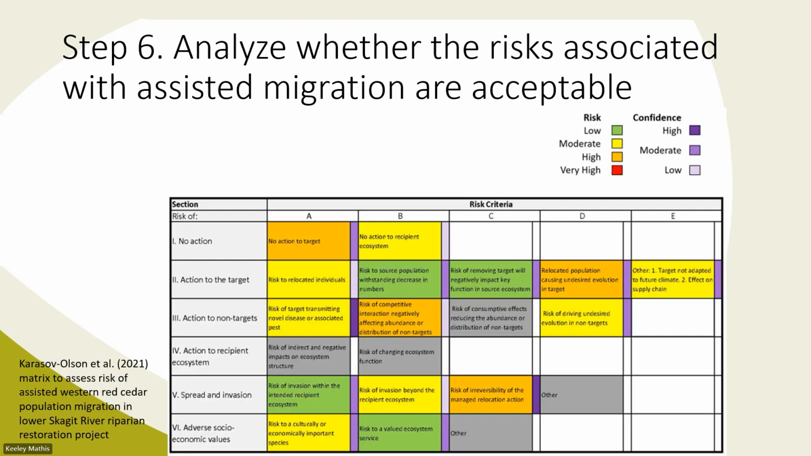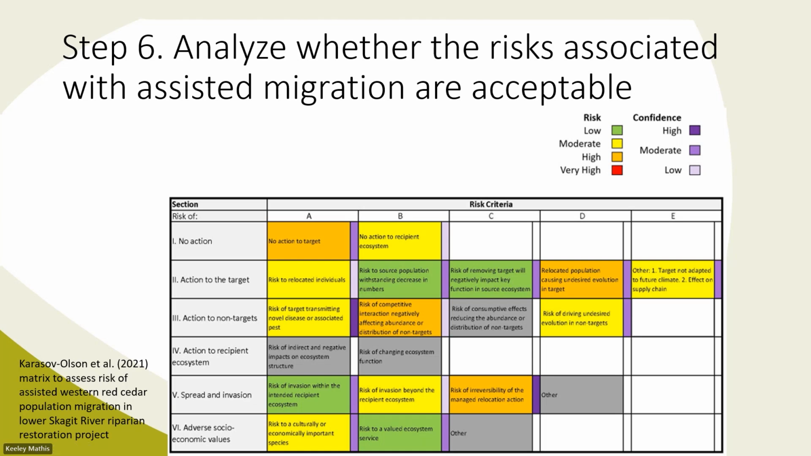So Karasov Olson has already developed this great risk analysis for assisted migration, but it's really specific. So you need to go through all the steps we went through and pick a specific site, a specific species, and a specific seed source before you go through this risk analysis. This risk analysis is available on the internet, or I can send it to you. And not only does it come with the analysis in the article, but it also comes with an Excel sheet that allows you to visualize the risk.